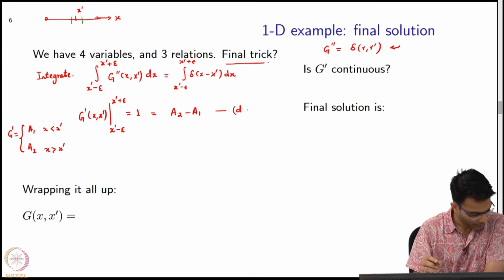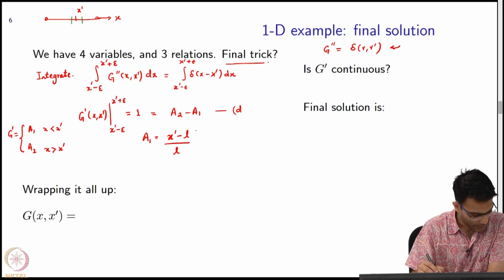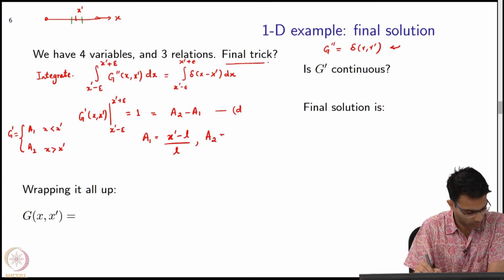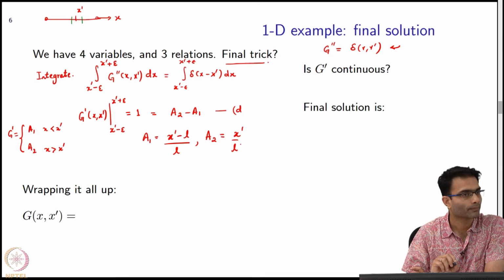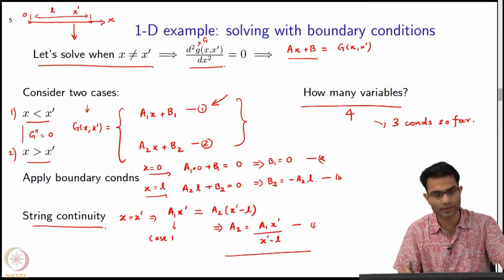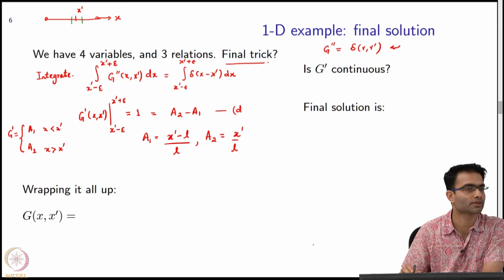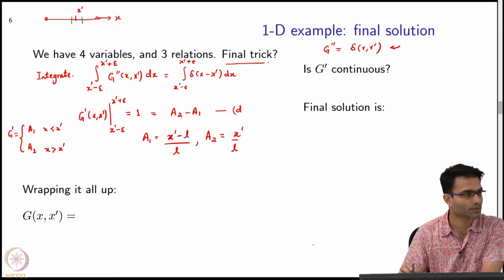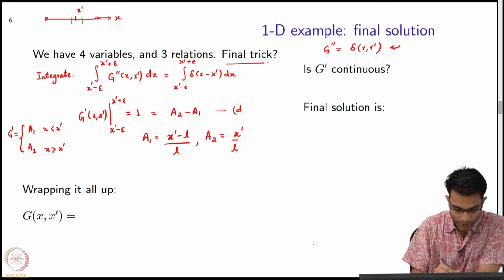So, I can just simplify this. I will tell you the final expression that I get. I will get A1 is equal to x prime minus L by L, and A2 from here is x prime by L. Okay. So, I have just done the algebra over here, I had this relation also over here, relation C. I put it together with this relation D, 2 equations and 2 variables. I can eliminate A1, A2 and get it from here in terms of what is given, right.